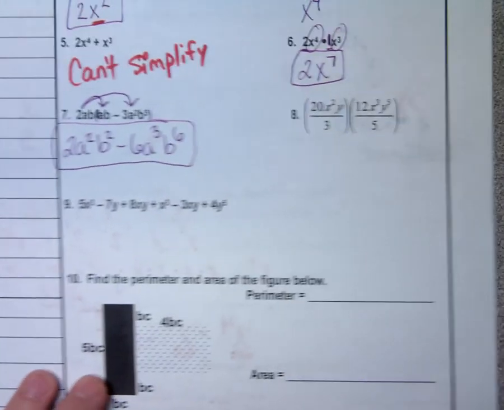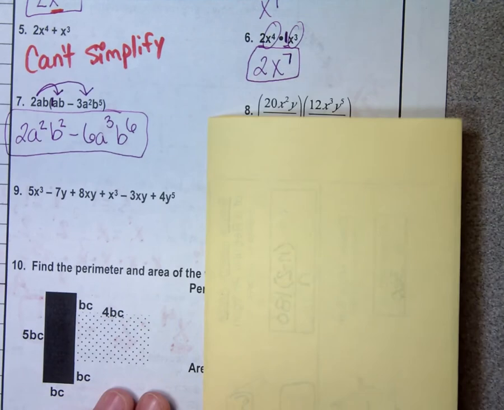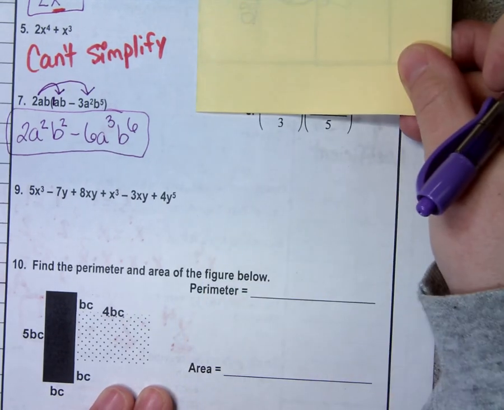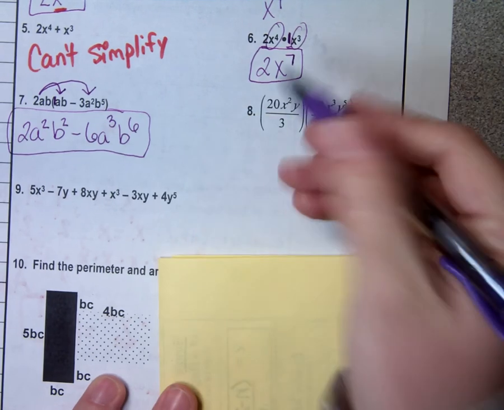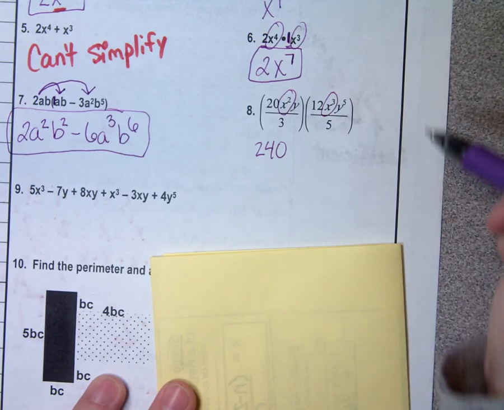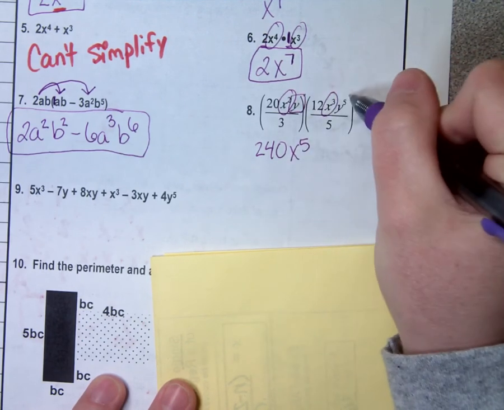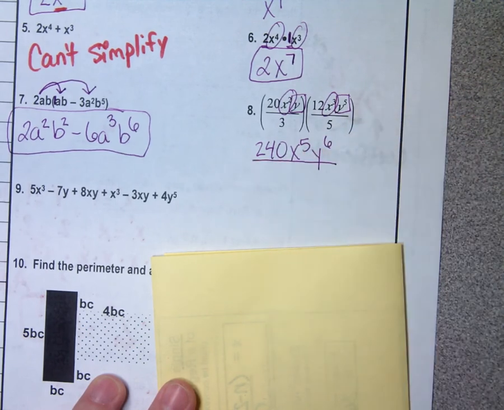Okay, number 8. First, I'm going to multiply my numerators together, and then I'm going to multiply my denominators together. So let's start with the numerators. First, I want to take 20 times 12, and 20 times 12 is 240. Then I multiply my x's, and I add the exponents, so x to the 5th. Then I multiply my y's, I add the exponents, so y to the 6th, over.